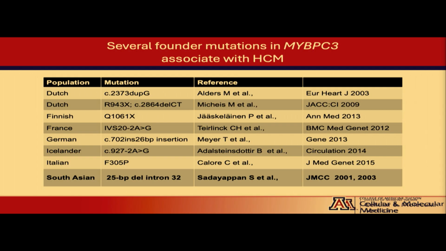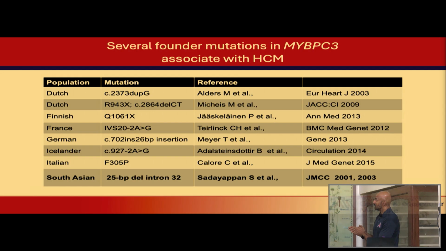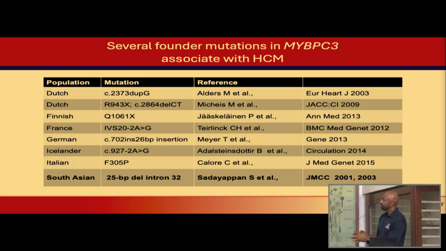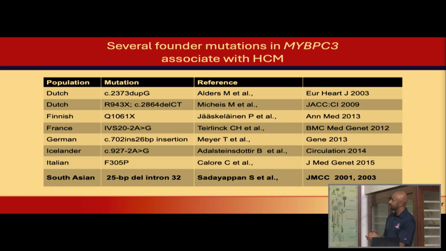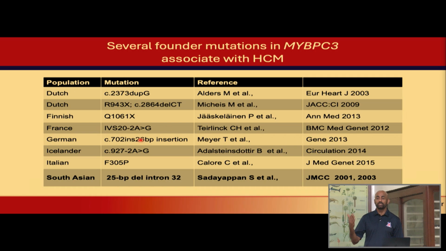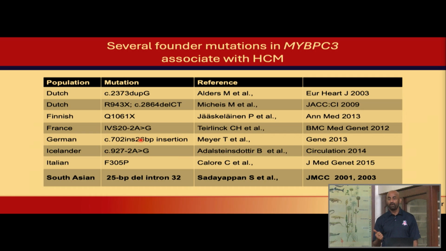So in myosin binding protein C, there are several founder mutations reported in the literature. Again, I listed a number of different mutations. What is a founder mutation? It is a mutation that is very specific to an ethnic group or a population or from a region. For example, the one from Germany, this 702, exists over 50 generations in a region. So that's been a founder mutation.